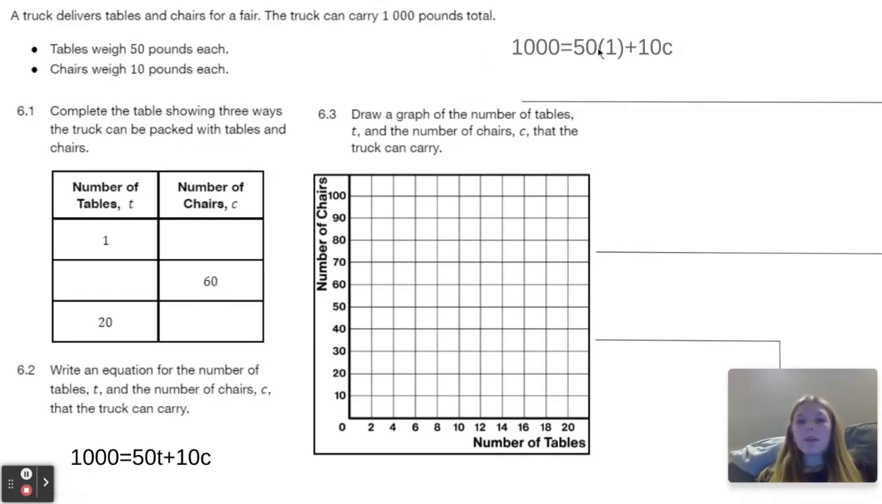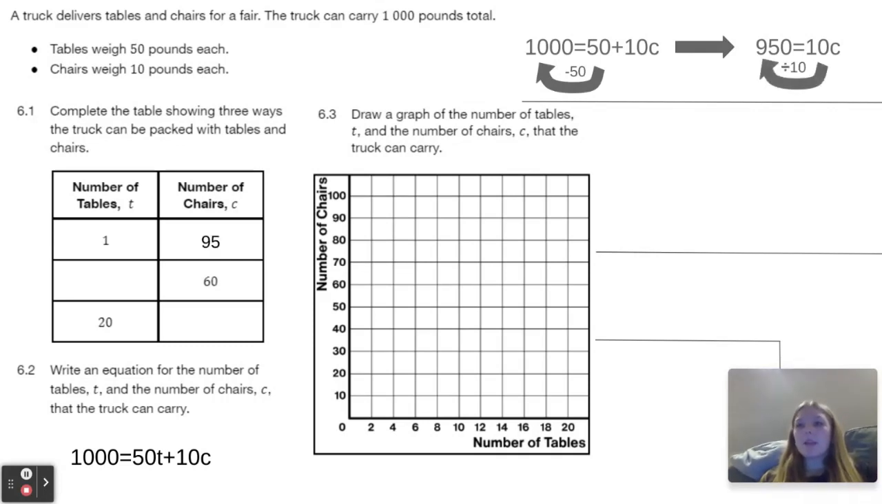So we need to fill in the T for 1, since we do 50 times 1, it's just 50. And now we have to minus 50 from the 1,000 to get 950 is equal to 10C. Then we divide 950 by 10 to get 95, so 95 chairs.